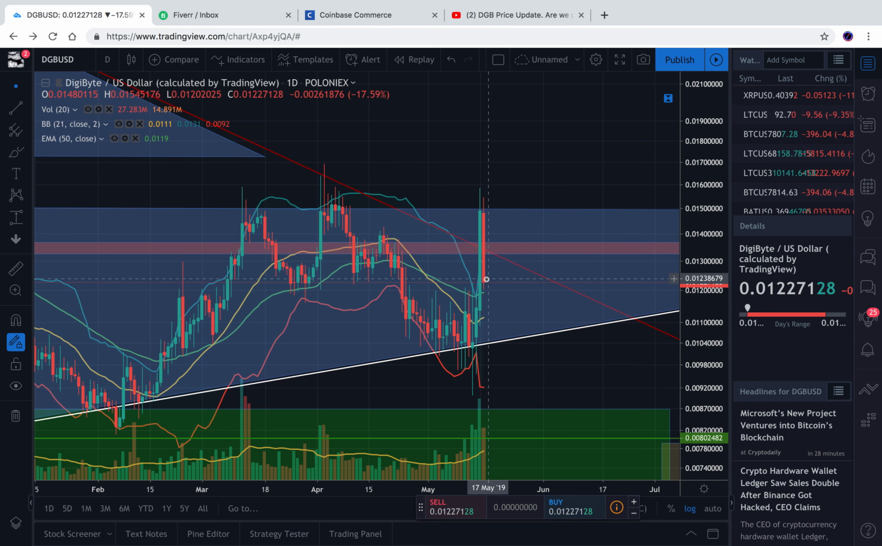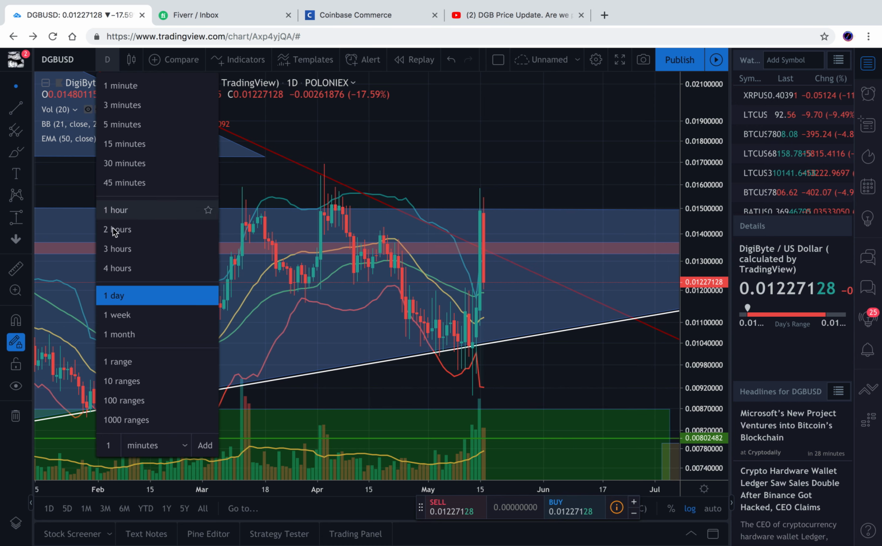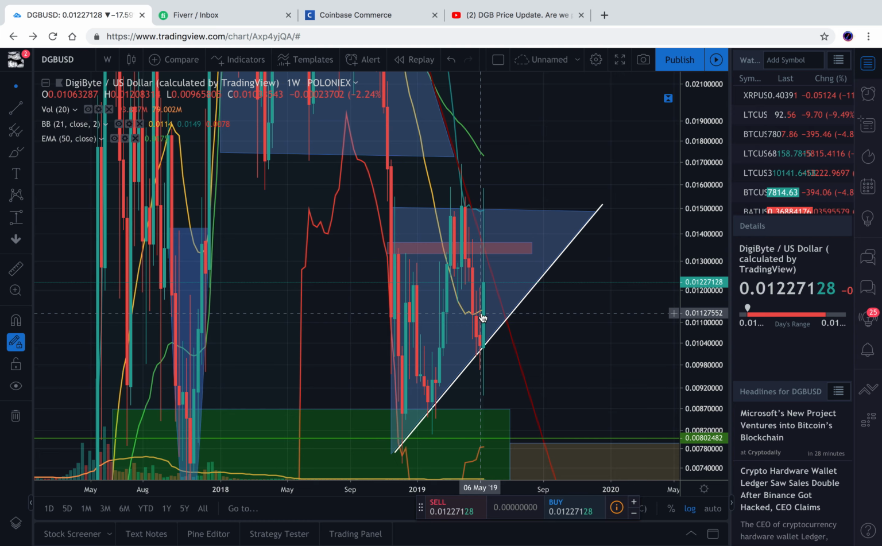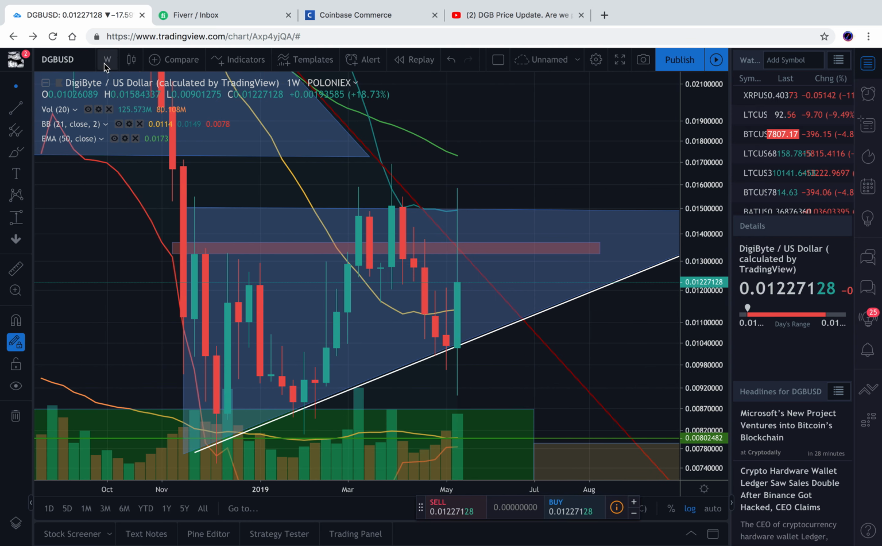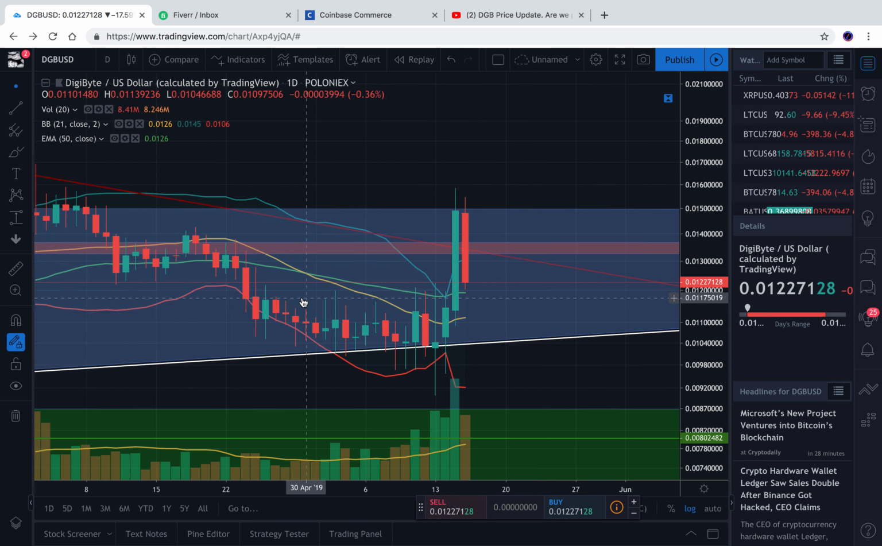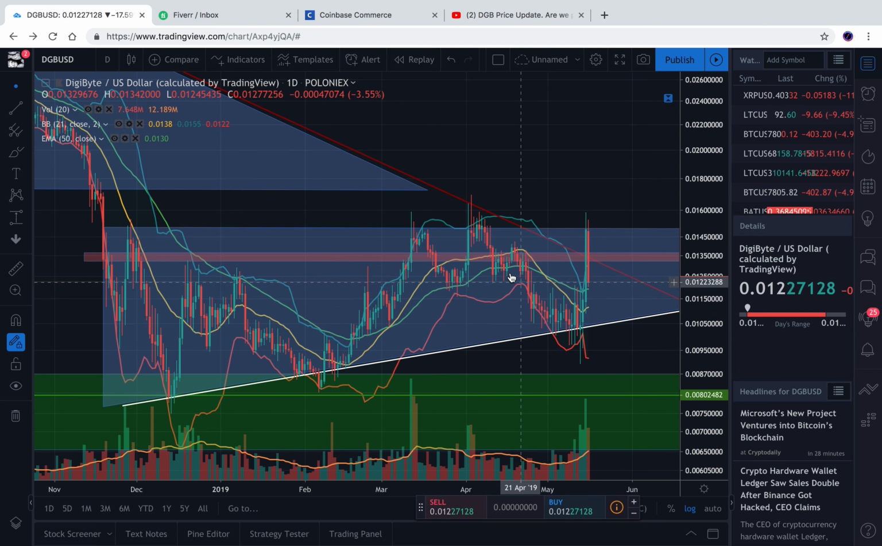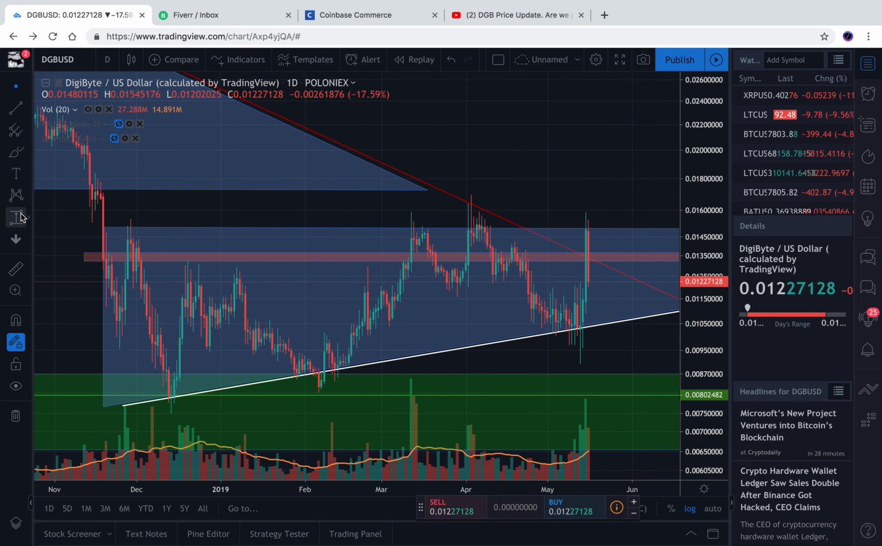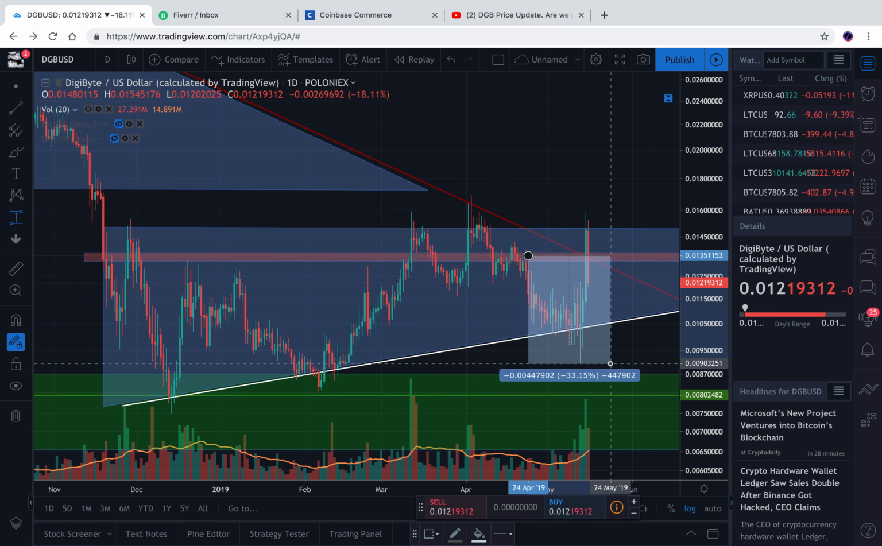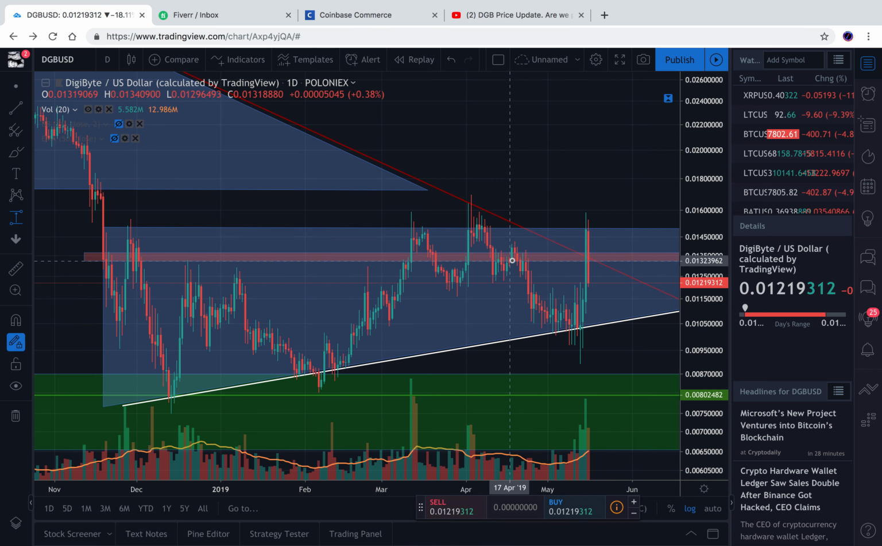So long term, I was bearish on it all the way back. Let's see, I had a sell signal pretty much around this red box, I think weeks ago, like in April sometime. And then we pretty much came down to here. We dropped a good 33% or so from that signal.